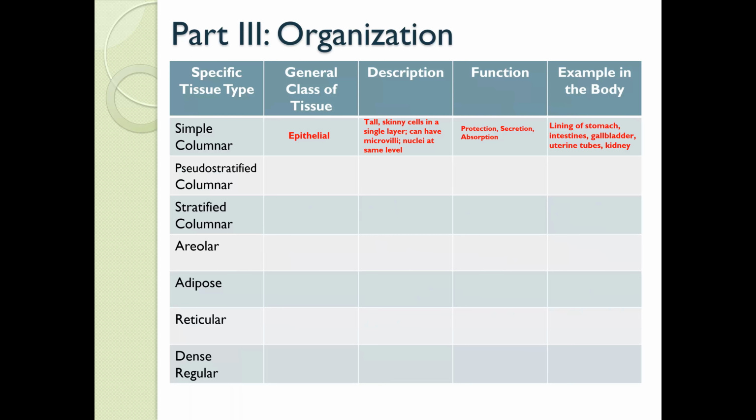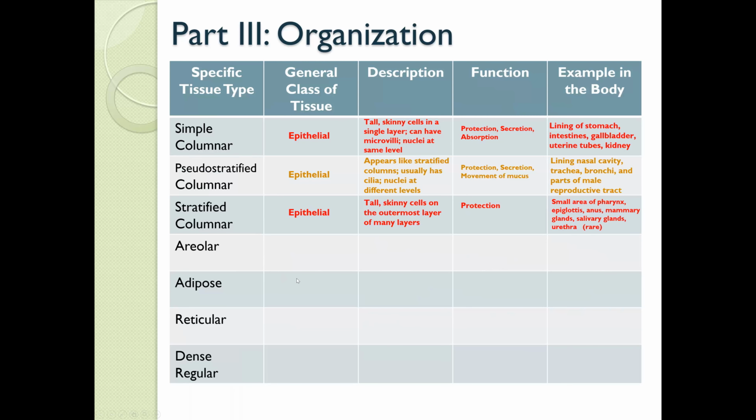Then you have pseudostratified columnar, which is also epithelial. This appears like stratified columns, which means multiple layers, but it's actually only one layer. It usually has cilia, which is a dead giveaway for identifying this type of tissue. And when you're looking at it, what makes it look like a stratified tissue is the nuclei are at all different levels. This type of tissue functions in protection, secretion, and the movement of mucus around with the cilia. And you can find it lining the nasal cavity, the trachea, the bronchi, and parts of the male reproductive tract.